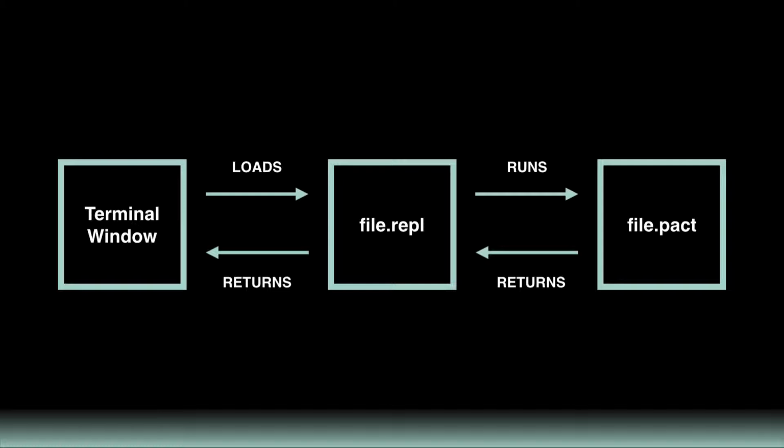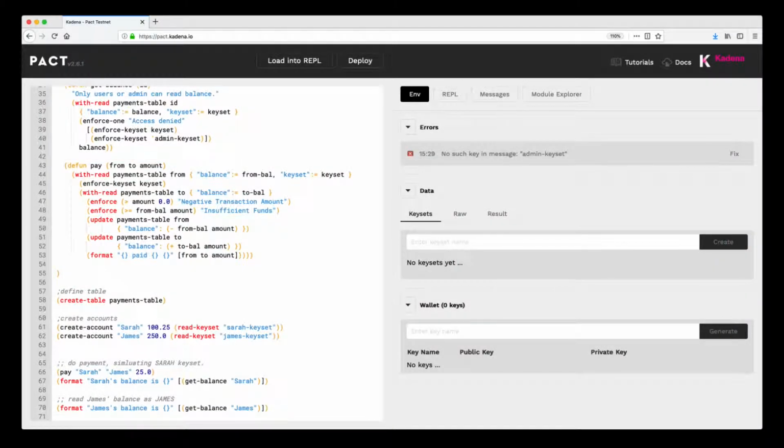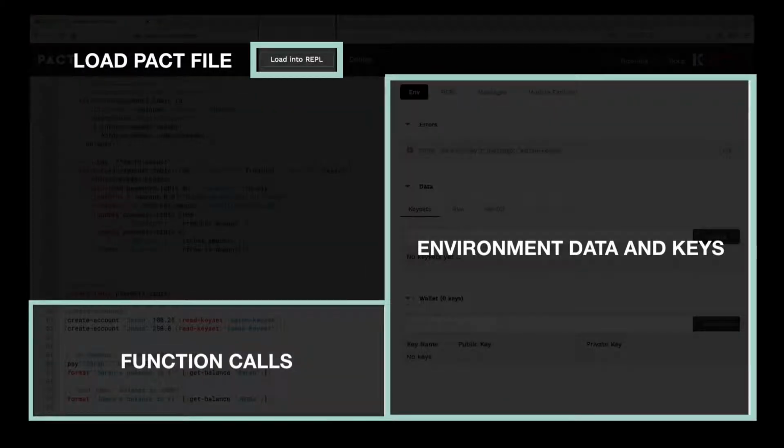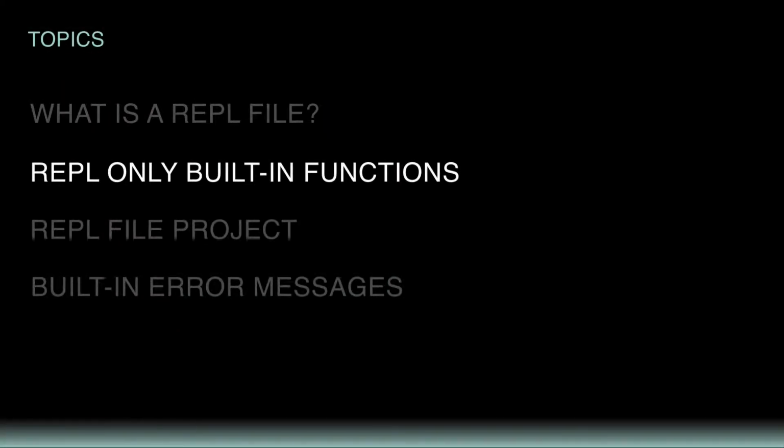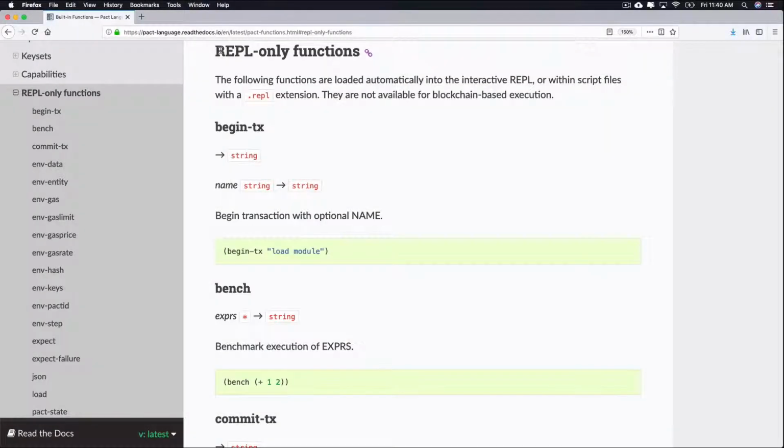To better grasp the importance of the REPL file, it helps to look back to a tool you may be more familiar with, the online editor. While the online editor is a valuable tool to learn to write Pact code, there's a lot that it does behind the scenes that it's now helpful to know a little more about. For example, many features provided by the online editor's UI are things that you'll need to code for yourself in local or production environments. Things like loading the Pact file into the REPL, setting up the environment data and keys, and making function calls will all be done from within the REPL file. You'll complete all of this and other important testing features using the Pact REPL-only built-in functions.